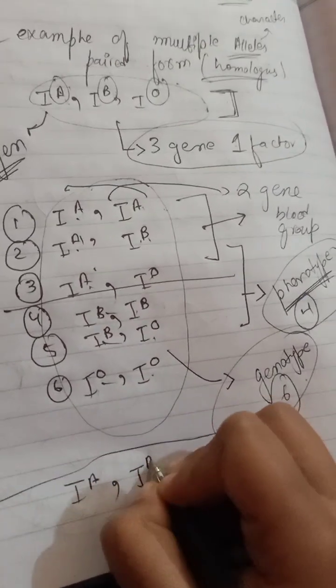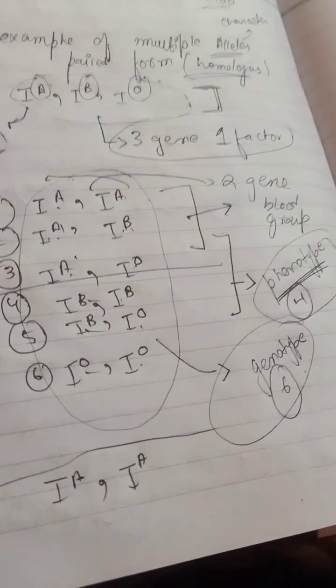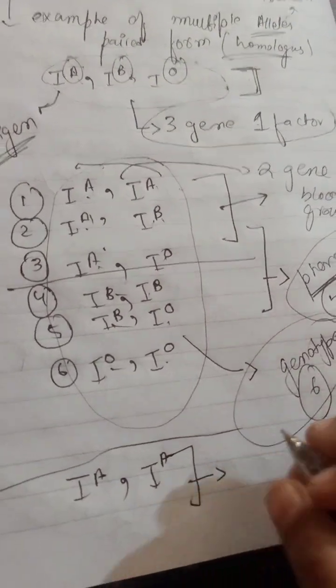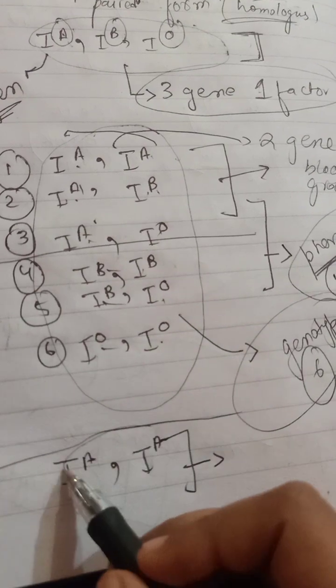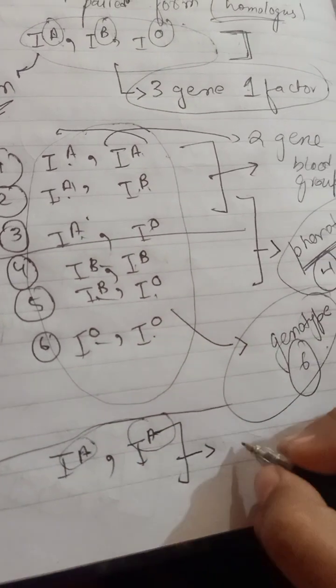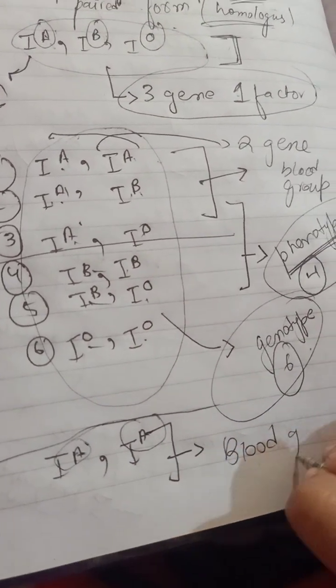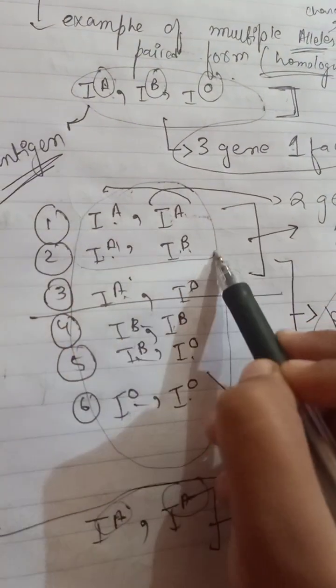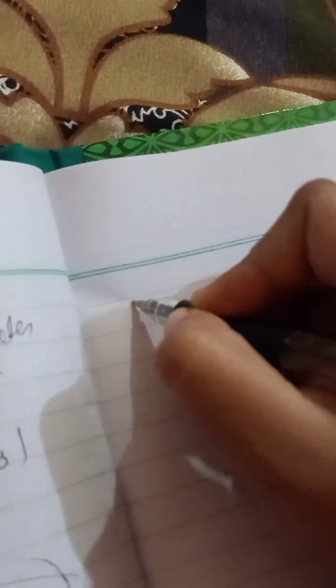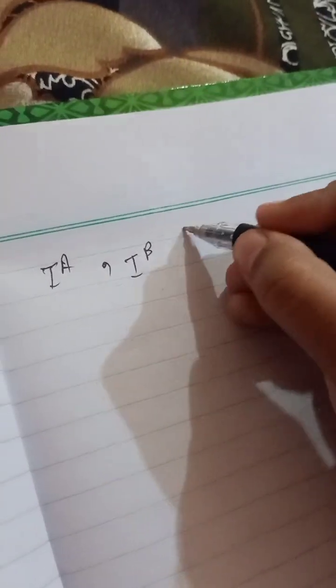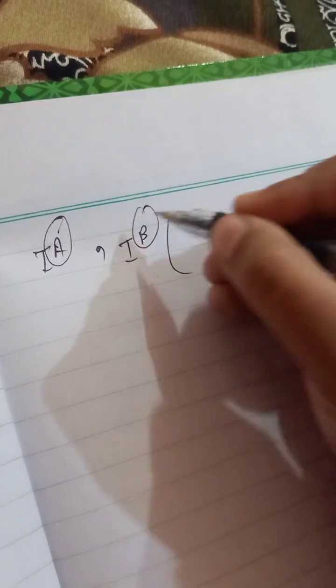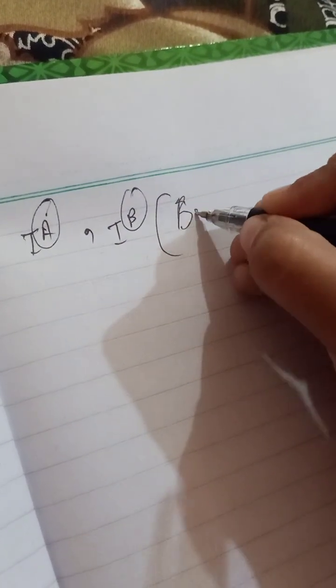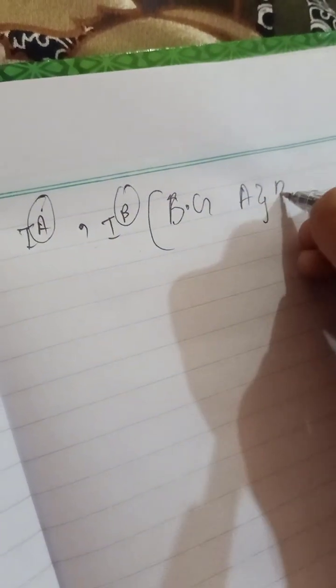First, we have blood group A: antigen A and A. They are homozygous, which means they are the same. So AA means the blood group is A. Now let's take the example of A and B. They have both A and B, so the blood group is AB.